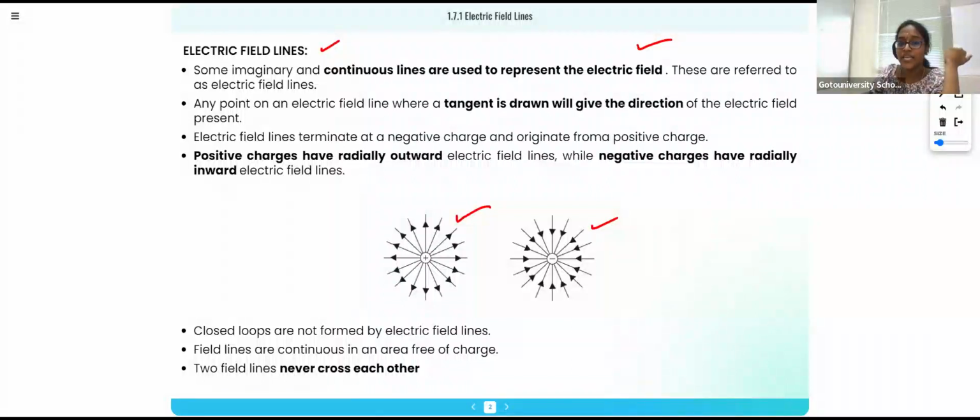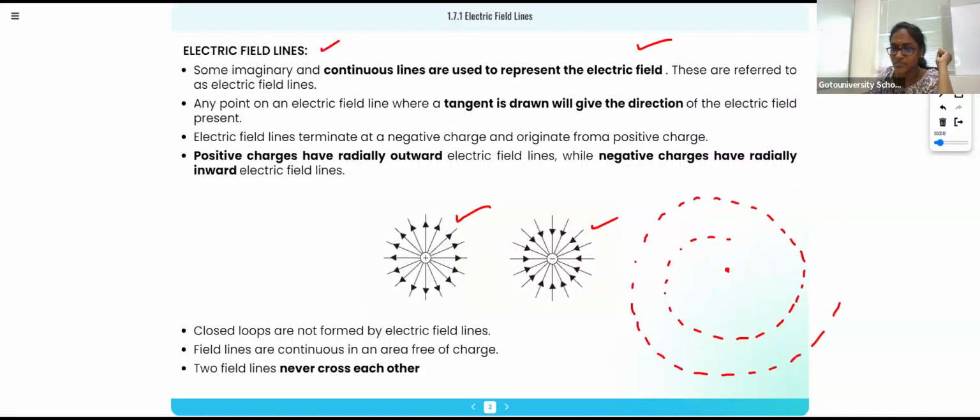And then at any point on an electric field line, a tangent drawn will give the direction of the electric field. See, if there is a charge, we don't know how the electric force is in the space around it, right? So if we are drawing the tangent, I hope you know how to draw the tangent, by touching one particular point, we will draw like this. So when we draw the tangent for a particular point, by using that we can calculate the direction of the electric field.